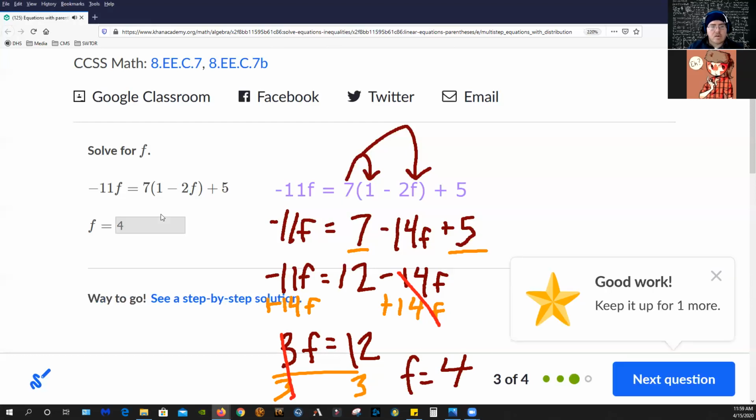Yeah, okay. So these are the exact same skills as the last lesson, with one small step introduced at the beginning, which is the distributive property moment, where you have a term outside of parentheses and you've got to multiply it by whatever's on the inside. So you guys try this one.